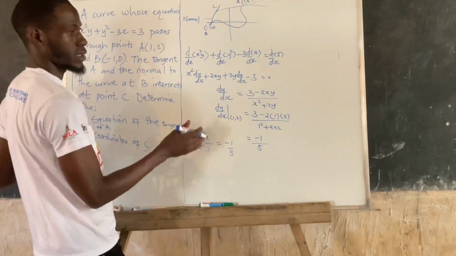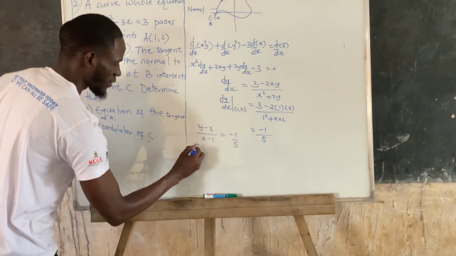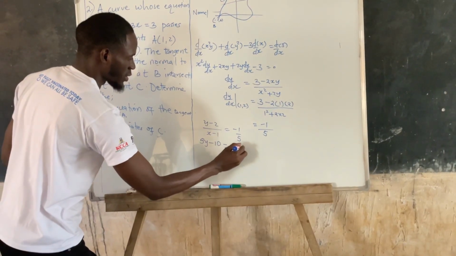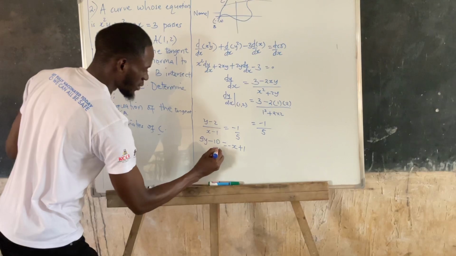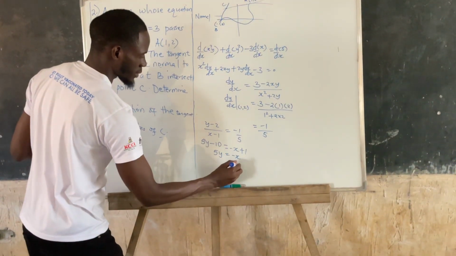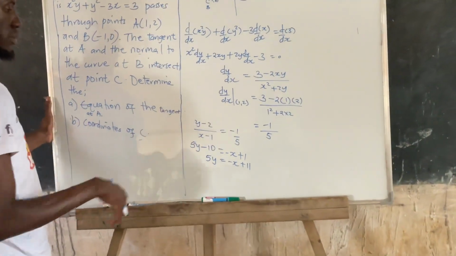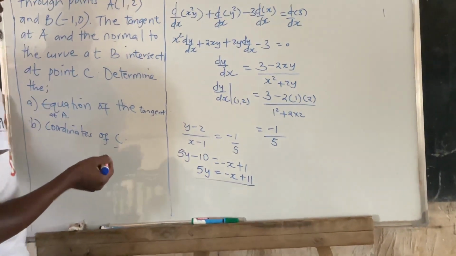Some people can first get the y-intercept, but this is also okay, such that we have 5y minus 10 is equal to negative x plus 1. In simplification, we have 5y being equal to negative x plus 11 when the 10 crosses. So this is the equation of the tangent at A.